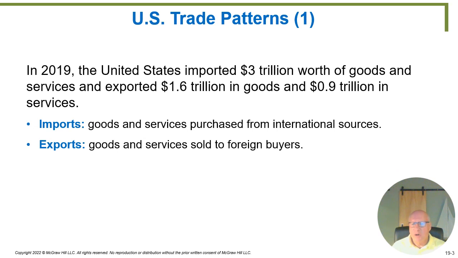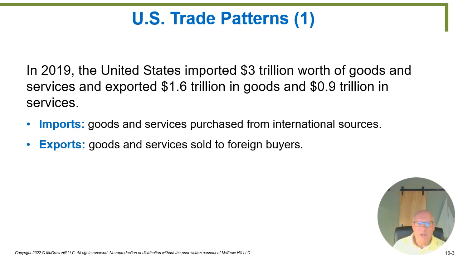Let's first of all do a little historical background. What are the U.S. trade patterns? In 2019, not too many years ago, we have good data here. The United States imported $3 trillion worth of goods and services and exported 1.6 trillion in goods and 0.9 in services. So if you add that together, that's $2.5 trillion in goods and services exported. So as you can see, we're running a trade deficit, which we'll talk about in the next slide.